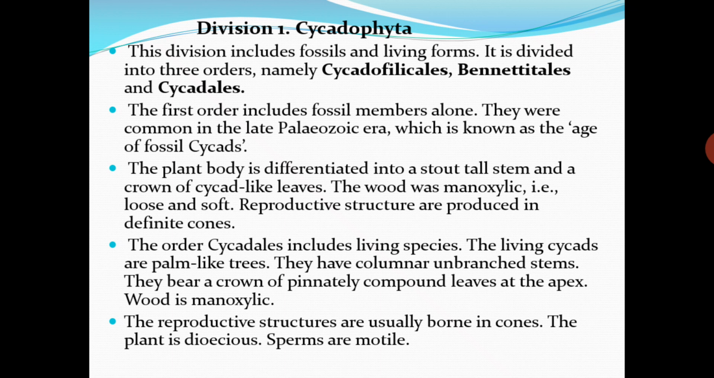The wood is manoxylic, that is soft, loose and hollow. The reproductive structure is usually borne in cones. The plant is dioecious. The sperms are motile.